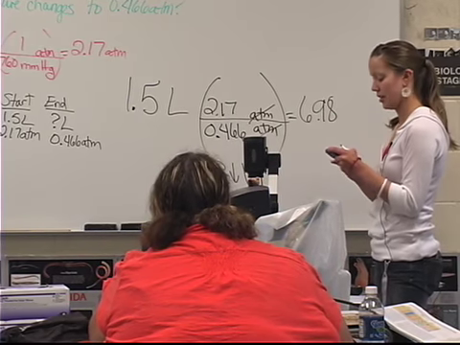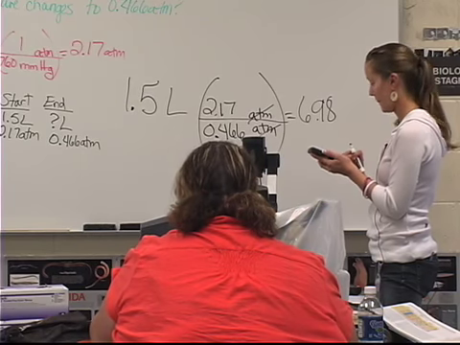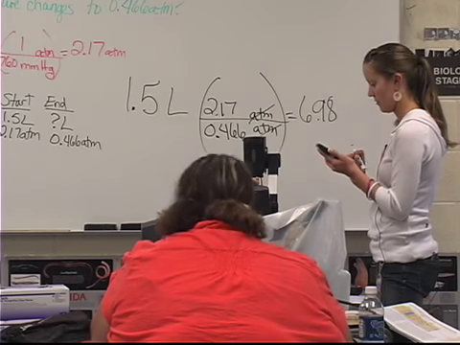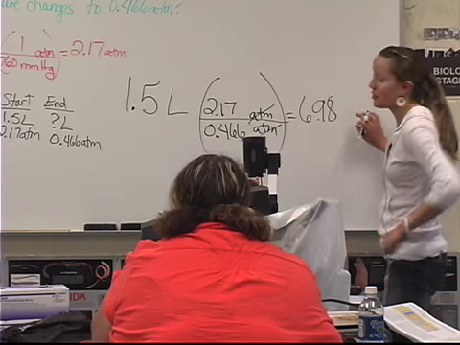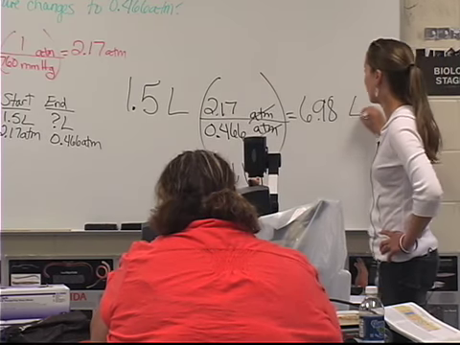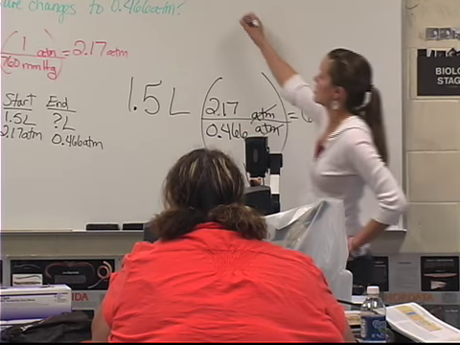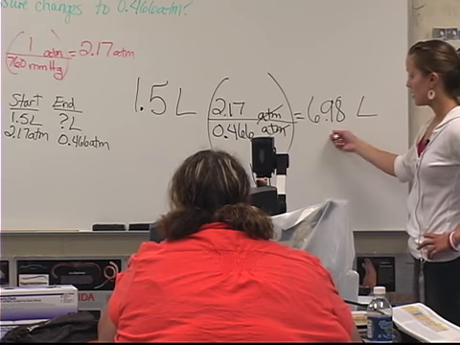Look, I have a calculator right here. I'm going to check you. Oh, you're right. Okay, but what's my label going to be? Liters, because the ATM's canceled out. The only thing that didn't was liters, which is really good because the question says how many liters. So were we right? Did our volume go up?